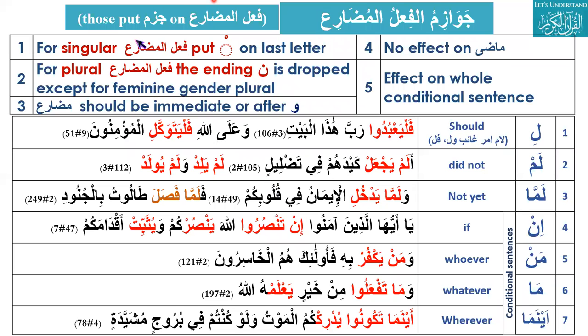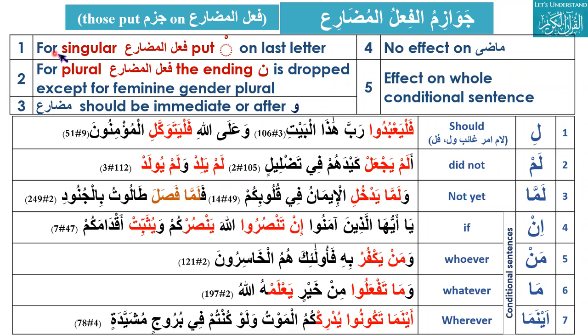Okay, and what are we discussing today? جوازم الفعل المضارع. Okay, what are they? لي لم لما إن من ما أينما. Okay, tell me the rules, please. They put sukoon on the last letter. They make fi'l al-mudari majzoom.